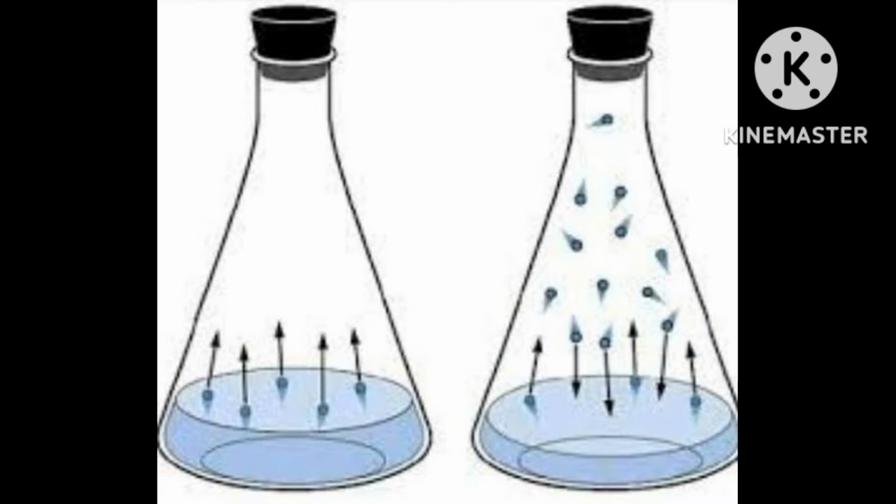It depends on the altitude, meaning height. It depends on the altitude of the place. At high altitude, like on a mountain, the boiling point decreases because at a hill the pressure will be less. That's why water will boil sooner.